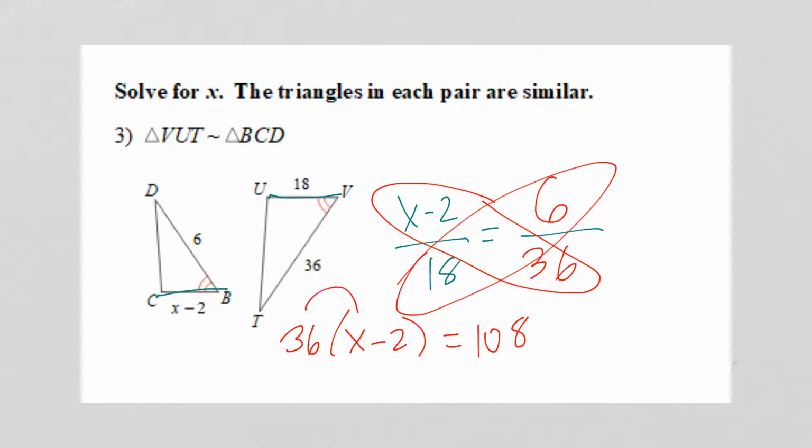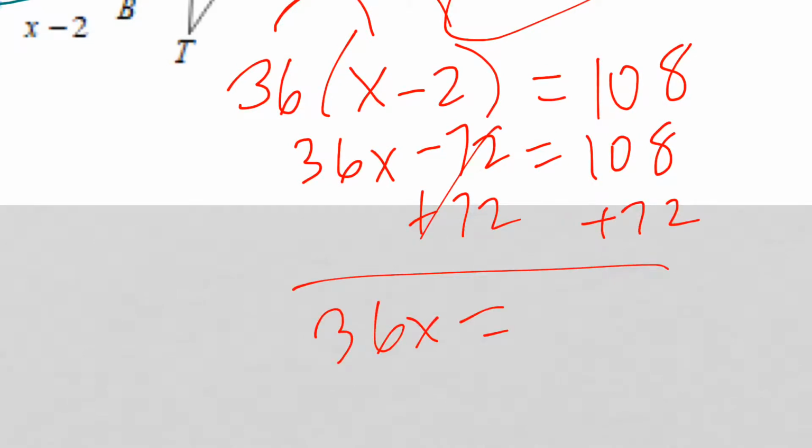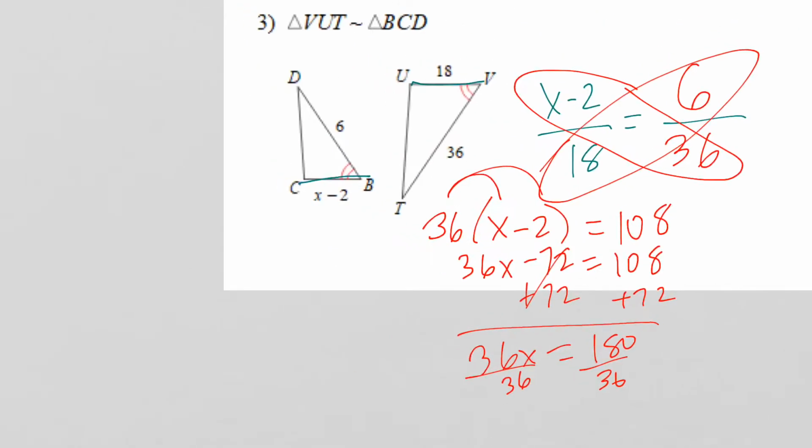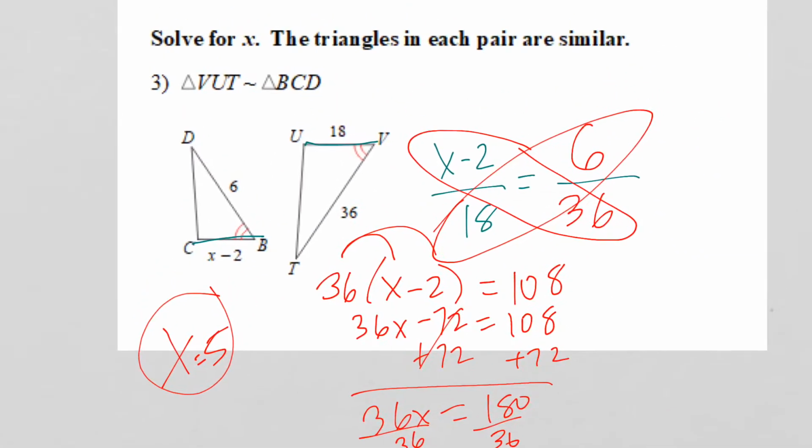Then I'm going to use distributive property. And when I use distributive property, I'm going to end up getting 36X minus 72 equals 108. I'm going to add 72 to both sides of my equation. And I'm going to get 36X is equal to 180. And when I divide both sides by 36, I end up getting a value of 5. So that means that X has to equal 5. That's what they wanted us to find. They only wanted us to find the value of X.